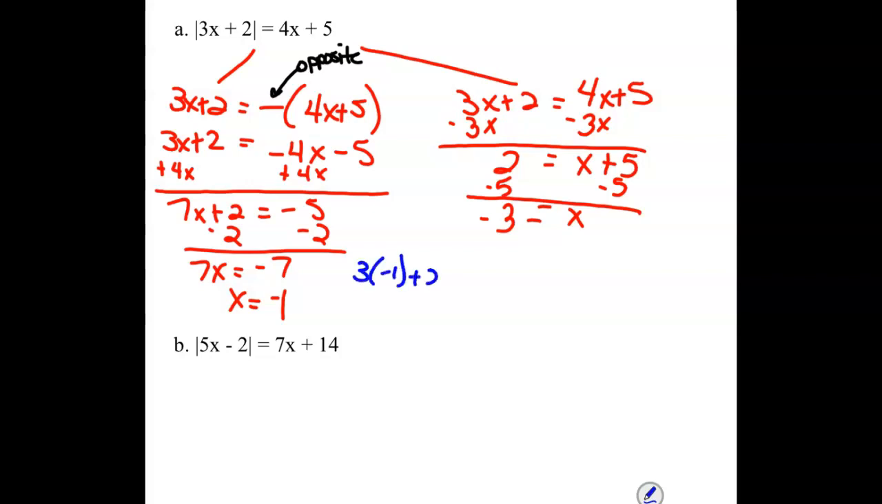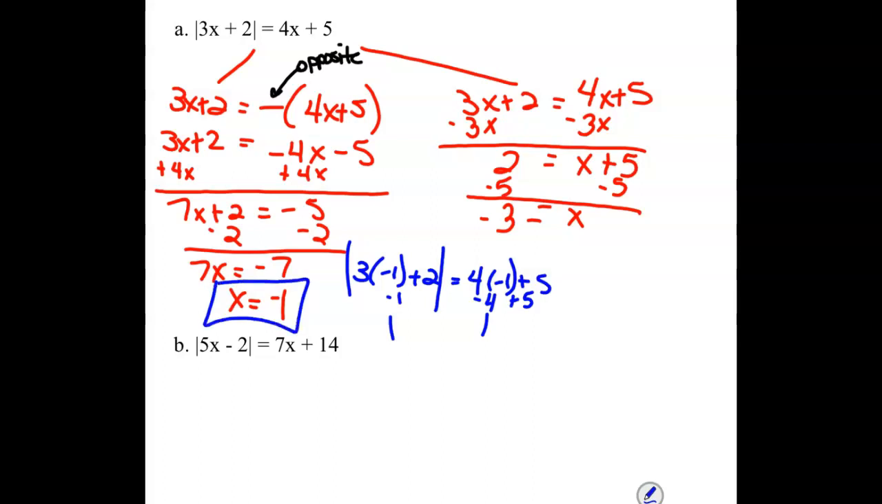So when I check this negative 1, I'm plugging negative 1 in for the x and seeing what I get. On the left side, 3 times negative 1 is negative 3, plus 2 is negative 1. The absolute value of negative 1 is 1. So this whole side simplified down to be a 1. On the other side, 4 times negative 1 is negative 4, plus 5 is 1. Both sides gave me a 1. They match, then it works. So this is a solution to that question.